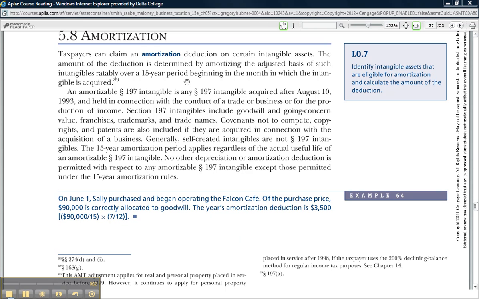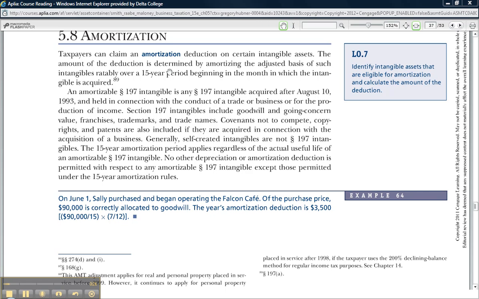Amortization is basically just like depreciation. It's a deduction for intangible assets that you acquire over a certain period of time. Section 197 says most intangible assets that you acquire in connection with the purchase of a trade or business are going to be deductible over a 15-year period, beginning in the month in which the intangible asset is acquired.